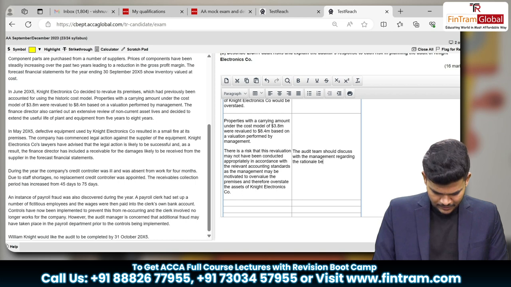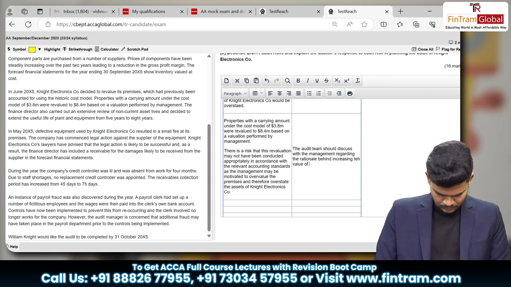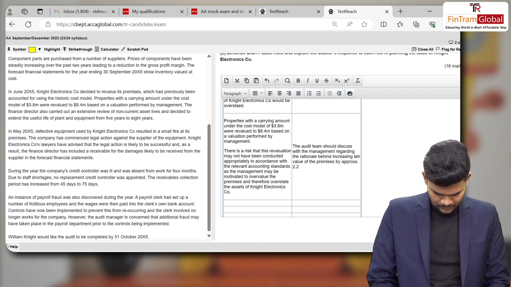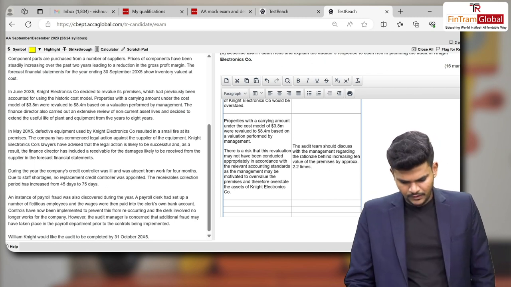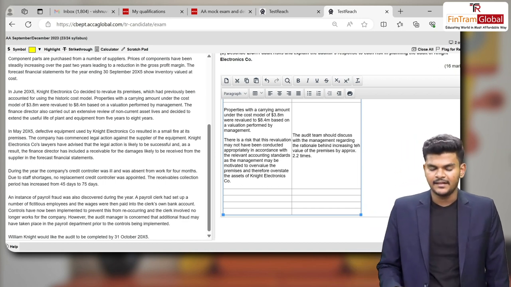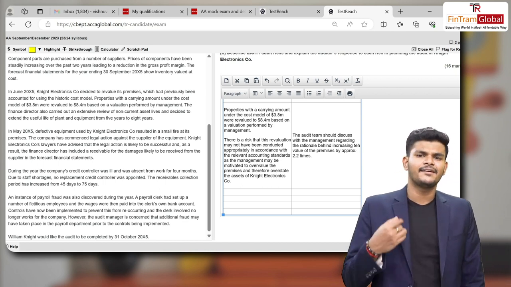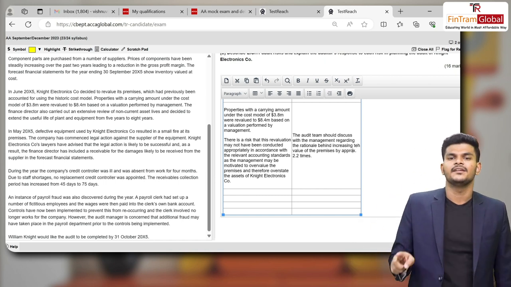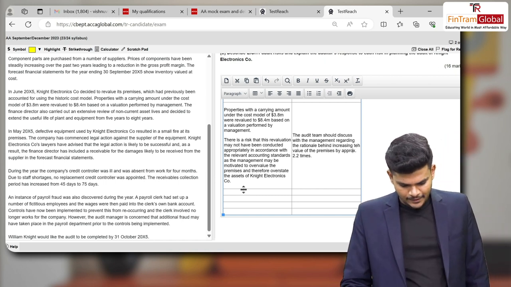The rationale behind increasing the value of the premises by approximately 2.2 times. That's something that we can do, obtain an understanding as to why exactly they have doubled the amount. Is there a valid reason or not? If there is, it's fine. However, if not, that could be an issue, isn't it? Simple as that. And what else?